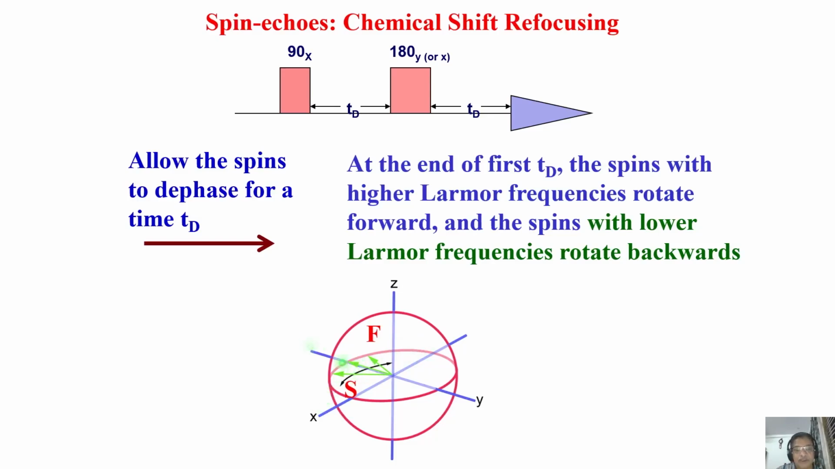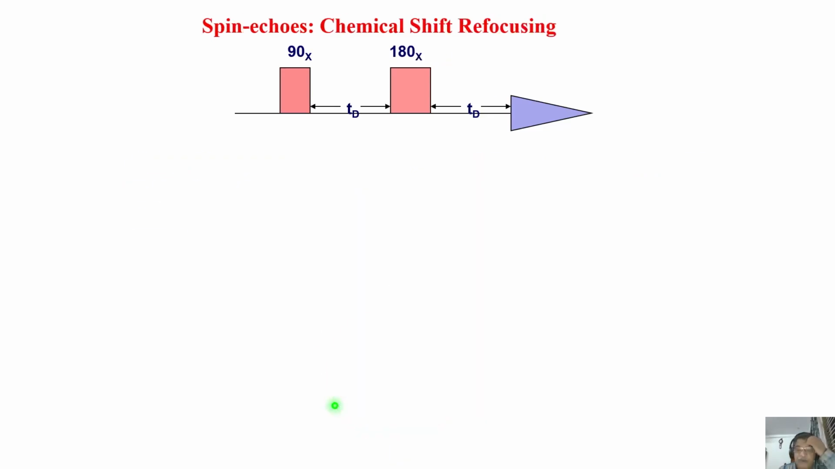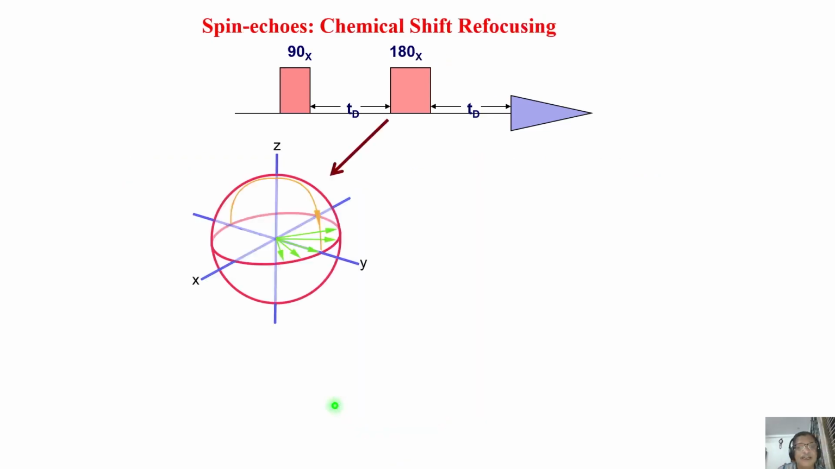So with respect to this omega naught, let us say I call this omega naught, the spins with a higher frequency move faster. Spins with a lower frequency move slower. That's what we understood in the rotating frame of reference. This is omega naught. These are all different Larmor frequencies. So this is moving with the higher frequency, this with the lower frequency; this is the faster component, this is the slower component. Okay. Now after a certain time TD, what is going to happen?